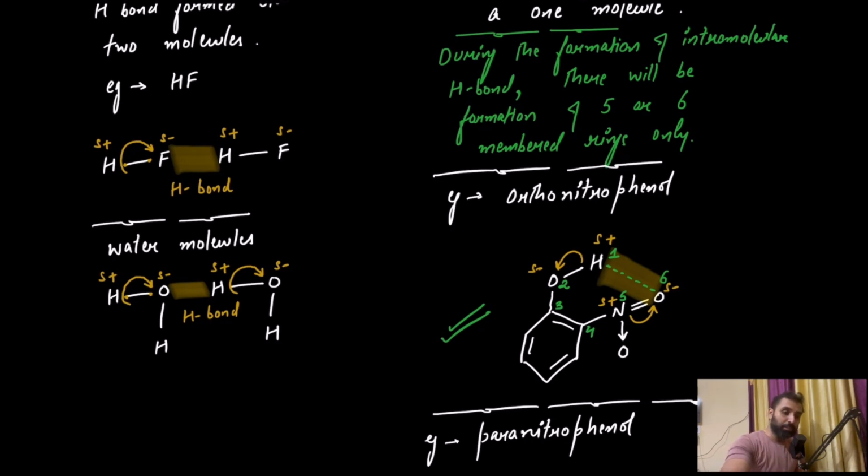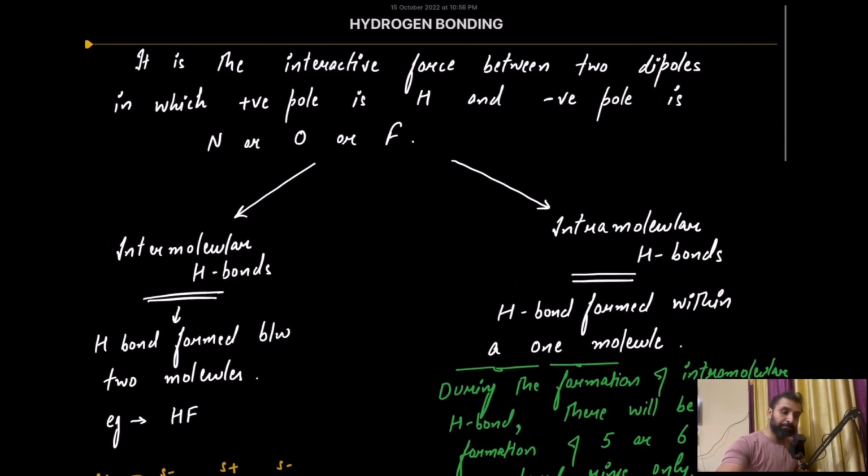So that's all for today. I'm repeating it again. In the periodic table, only the 3 members, that's nitrogen, oxygen and fluorine, can form hydrogen bonds with hydrogen. So that's all for today.